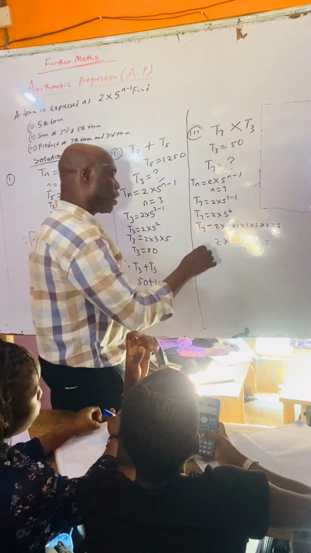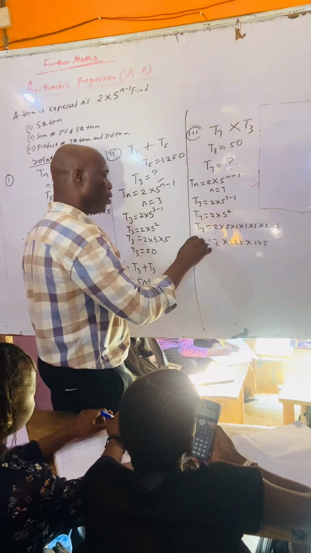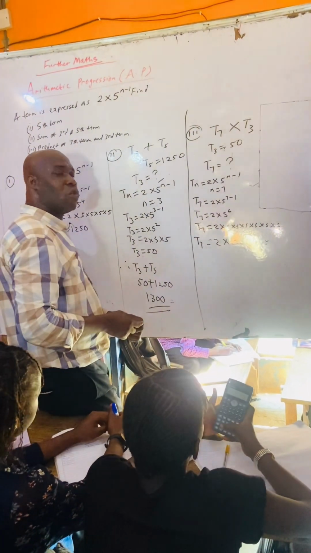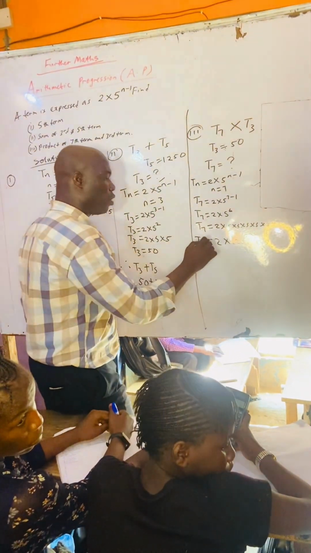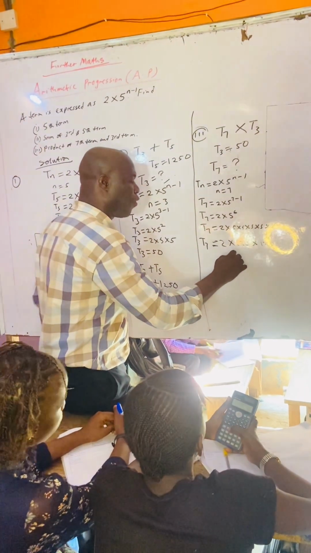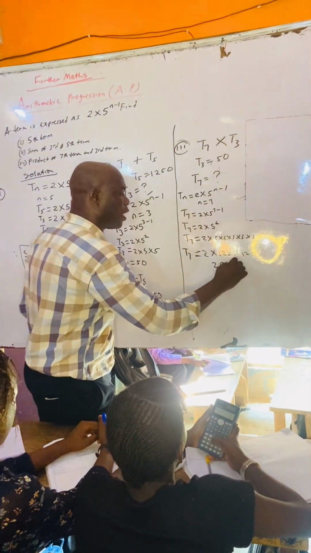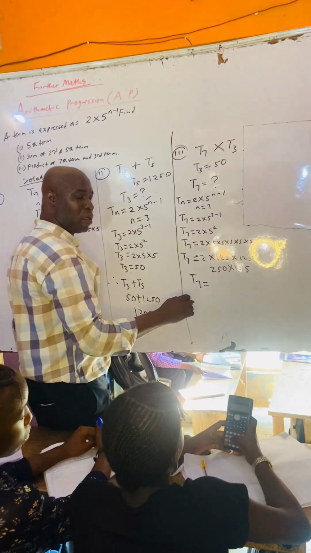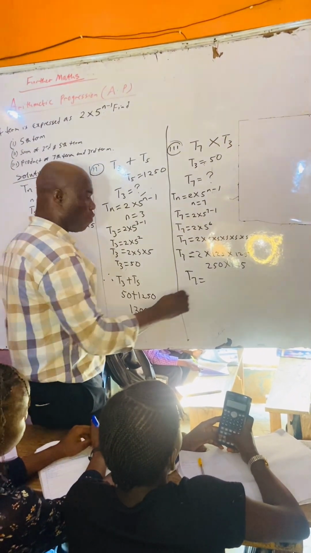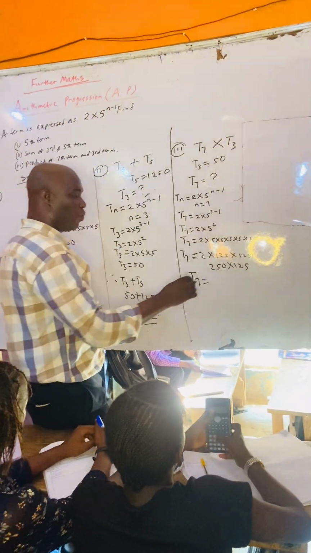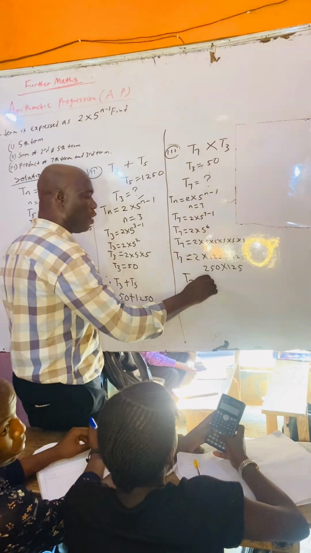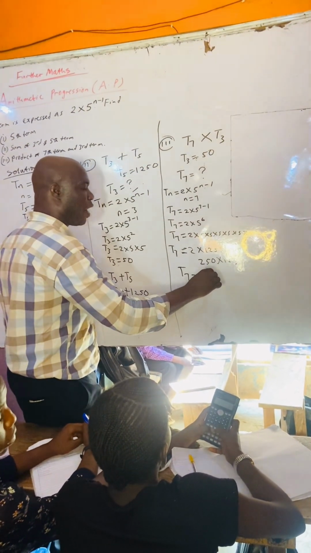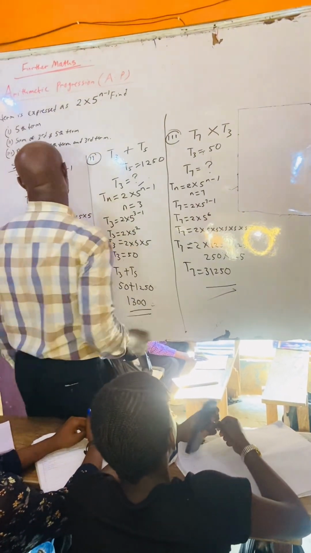So you can use your calculator to solve this one for me. So this is going to be 250 times 125. So Munira, what do you get? 31,250. And that's the end of everything.